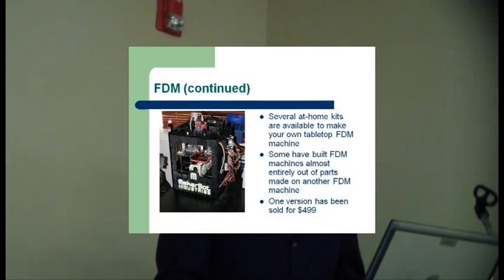There are several at-home kits available on the internet where you can build your own tabletop FDM machine. These range in level of specificity. Some just have the electronics, some have the electronics and the servo motors and things. You can even buy a kit where it'll ship like an IKEA box and you have to build the whole thing yourself and it has all the parts.